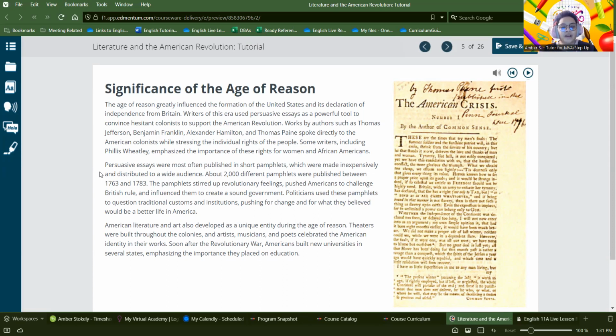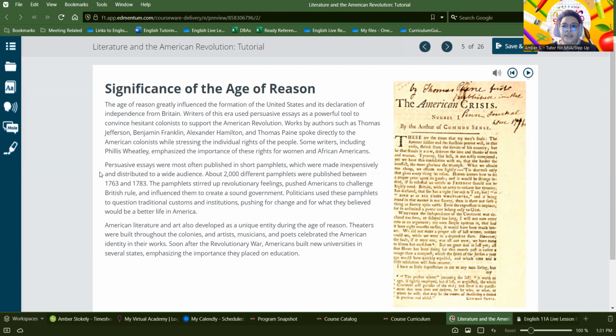It's not the same as giving people information. So that last paragraph tells you that art was also important. So it wasn't just people writing their opinions, it was also people expressing their emotions and how the events made them feel. So they talk about lots of theaters were built through the colonies. That's important to note. And artists were trying to celebrate the American identity.